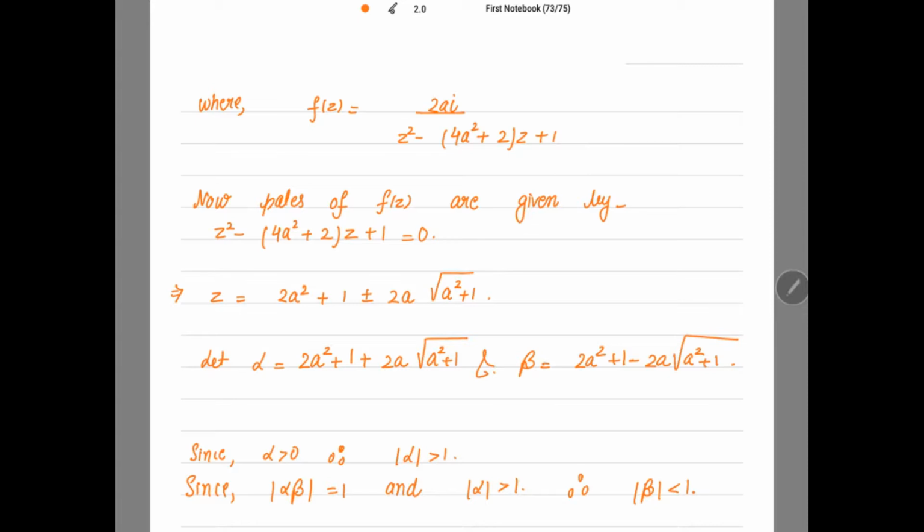Now let's check which of the roots lies inside the circle. Since alpha is positive, mod of alpha is greater than 1. And because the product of alpha and beta, by taking the mod, is equal to 1, and mod of alpha is greater than 1, then of course mod of beta will be strictly less than 1. If one of the roots is greater than 1, then the other root will definitely be less than 1. So mod of beta is less than 1. So which of the roots lies inside the circle? Yes, beta lies inside the circle and alpha lies outside the circle.